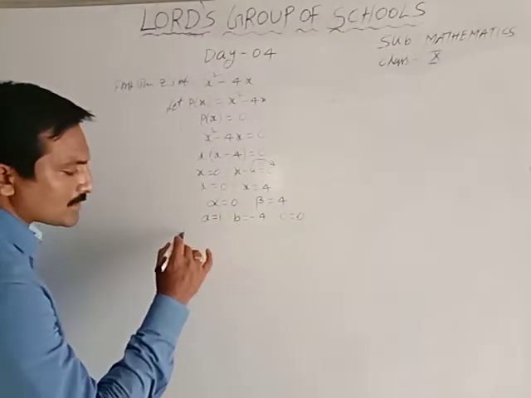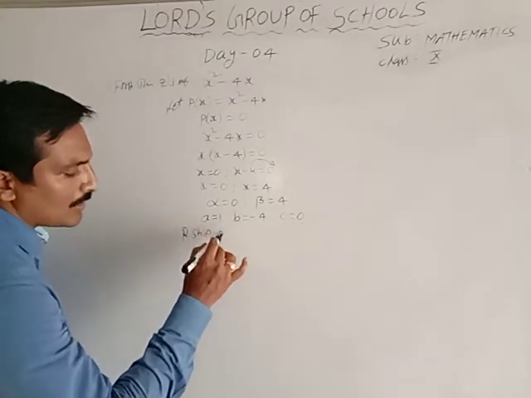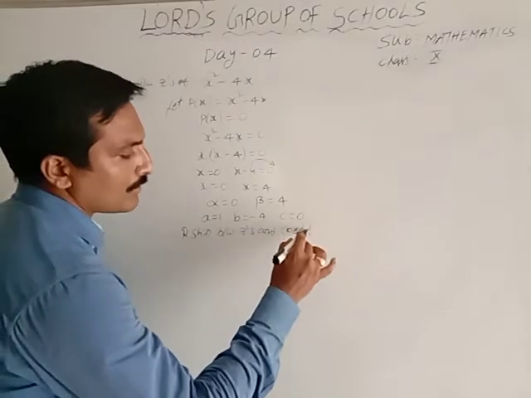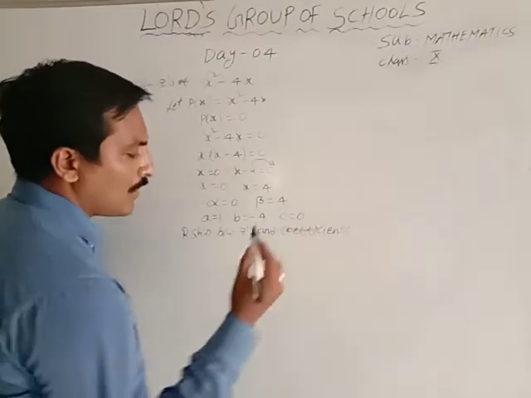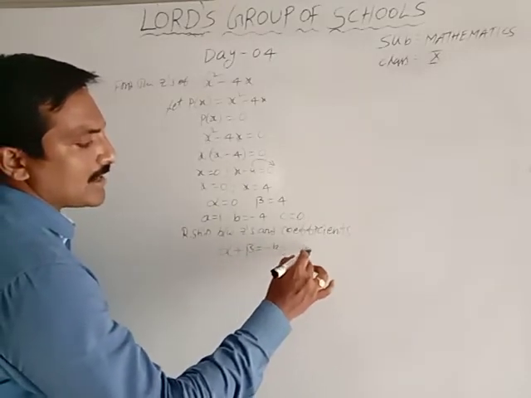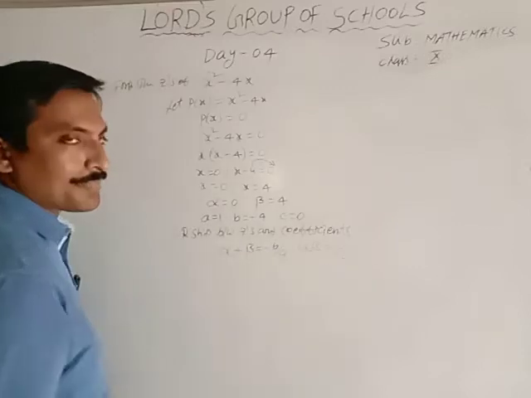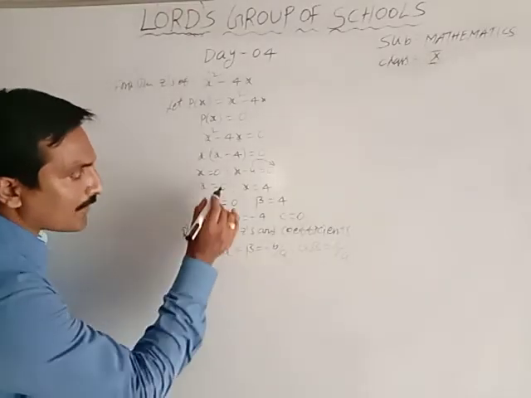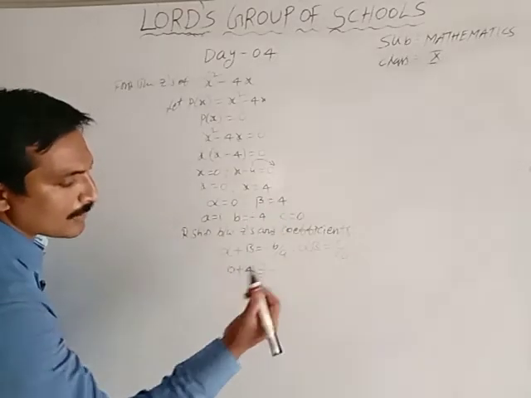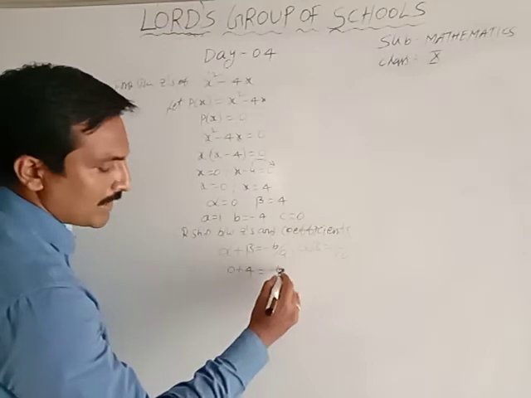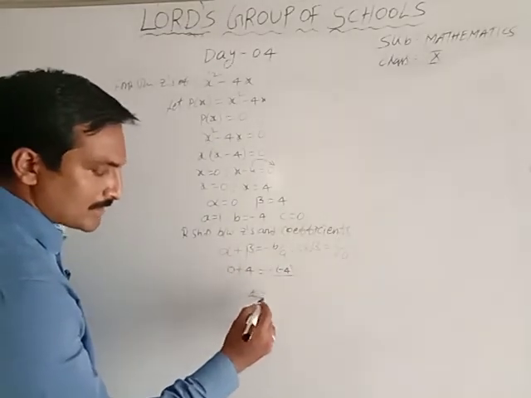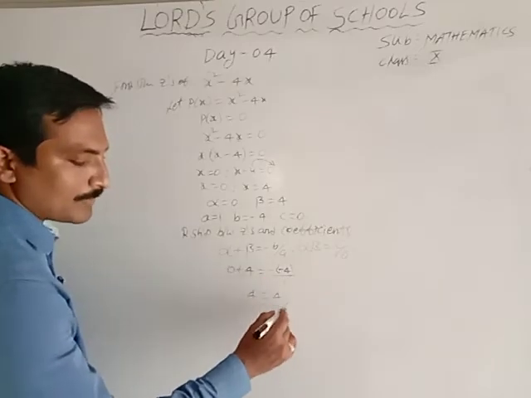Now, the relationship between zeros and coefficients. First condition is alpha plus beta is equal to minus b by a. Second condition, alpha beta is equal to c by a. So first condition: in place of alpha 0, plus in place of beta 4, is equal to minus, b value is minus 4, by a value is 1. 0 plus 4 is equal to minus of minus 4, that is plus 4.